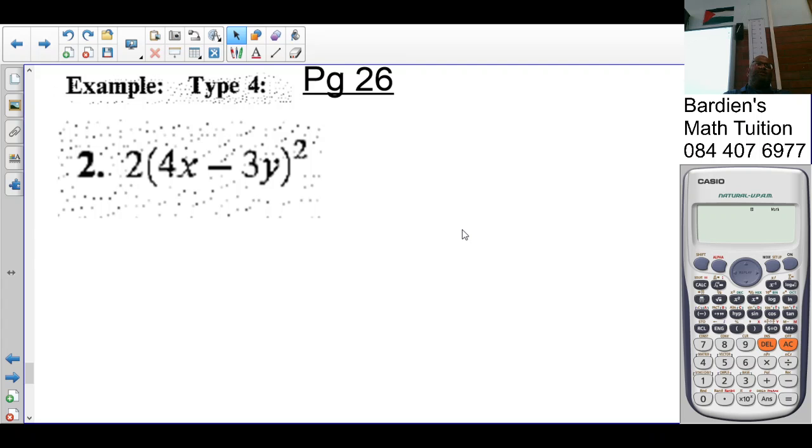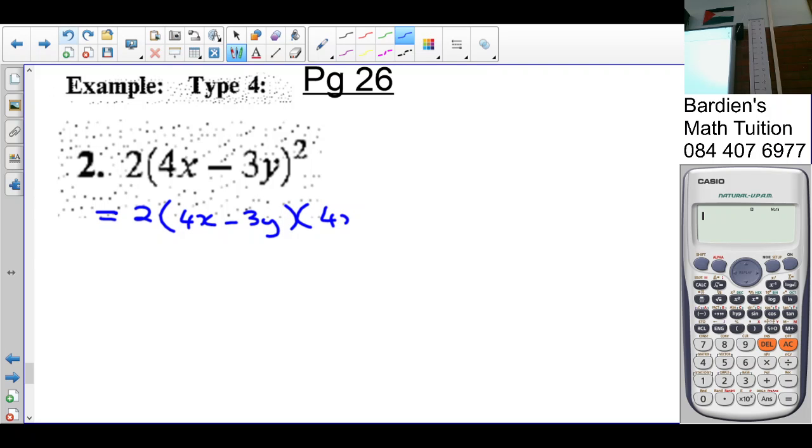What's the difference with regards to this sum? There's a 2 in front of it, not so? So according to BODMAS, what do we do first? Brackets. So we're going to multiply the brackets out first. What we're going to do is keep the 2 on the outside. And because of the square, we must write this bracket out twice. So it's going to be 4x minus 3y times 4x minus 3y.